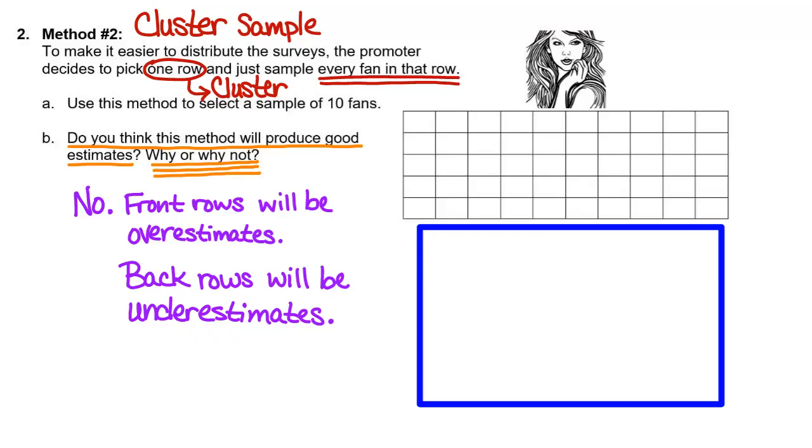So for this one, you want to use a random number generator, pick something 1 through 5, and then you're going to go with that entire row, all 10 seats across that row. All right, we're going to come back to this one here in a little bit.